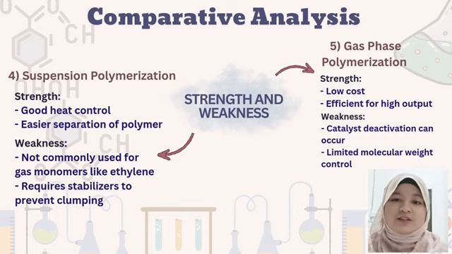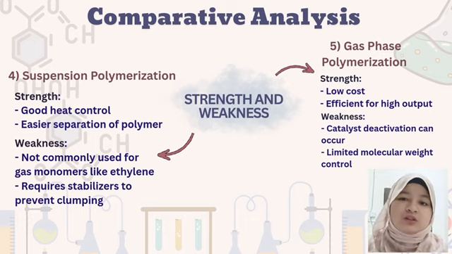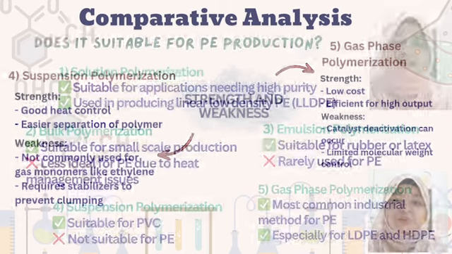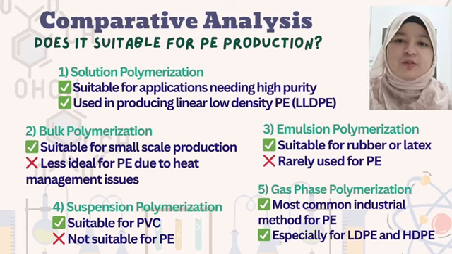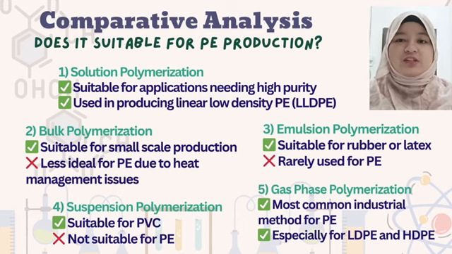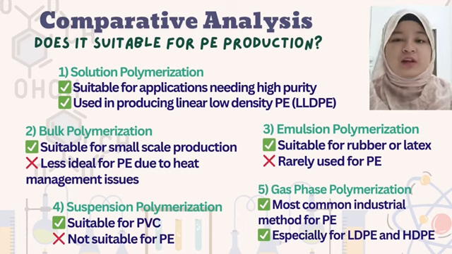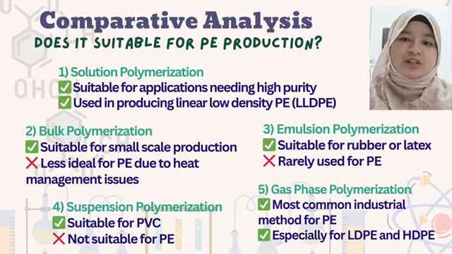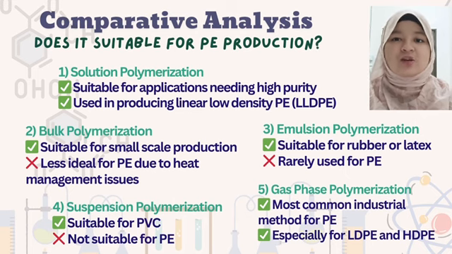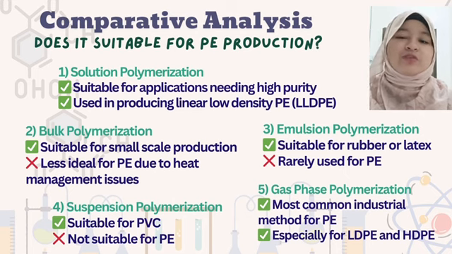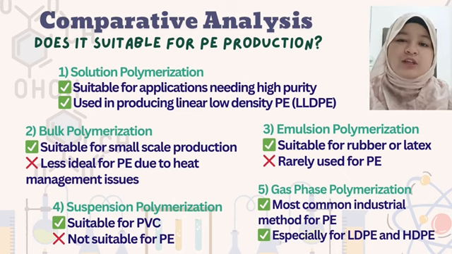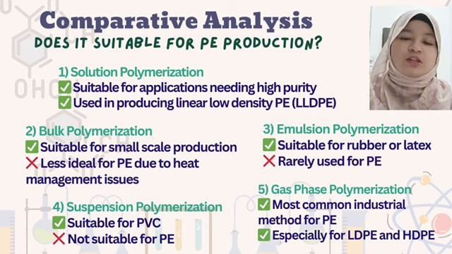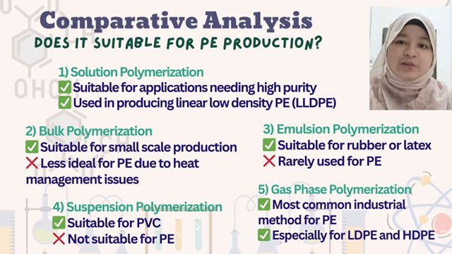Last but not least, gas phase polymerization is cost-effective and efficient for large-scale production. Although catalyst deactivation may occur, this slide shows the suitability of each method for polyethylene production. Solution polymerization is used for high-purity applications such as LDPE. Bulk polymerization is limited to small-scale production. Emulsion polymerization is mainly used for rubber and latex, while suspension polymerization is suitable for PVC and not PE. Gas phase polymerization is the most widely used industrial method for PE, especially for LDPE and HDPE.